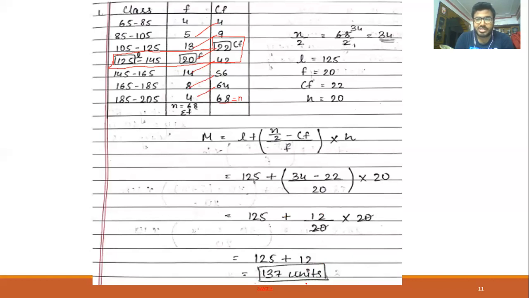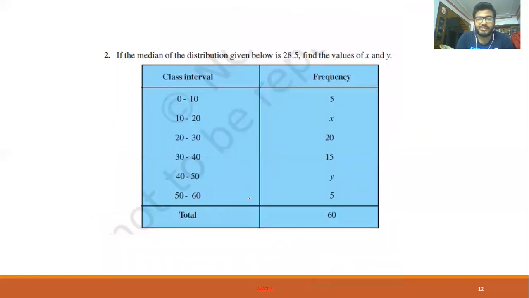Now the next question is important, and it is a different type, directly with the missing frequency. Now the median of the following distribution is 28.5. आपको बोला हुआ है median कितना है? 28.5. Okay, तो ये 28.5 है. The first thing you have to remember what? It is in between which class? Yes, 20 to 30. Okay, 20 to 30 के बीच में आता है आपका 28.5.